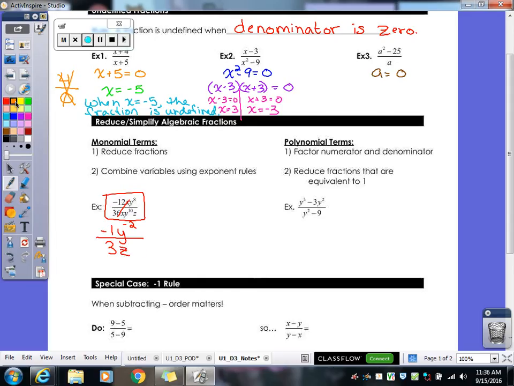I do, however, need to move my y because I have a negative exponent and I can't have that. So we still have our -1 in our numerator, and that's the only thing we have in our numerator. And then we have 3y squared z in our denominator. And that's our fraction reduced.